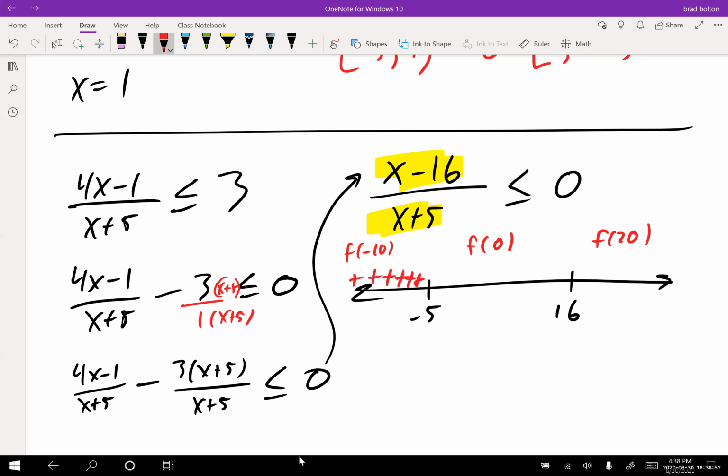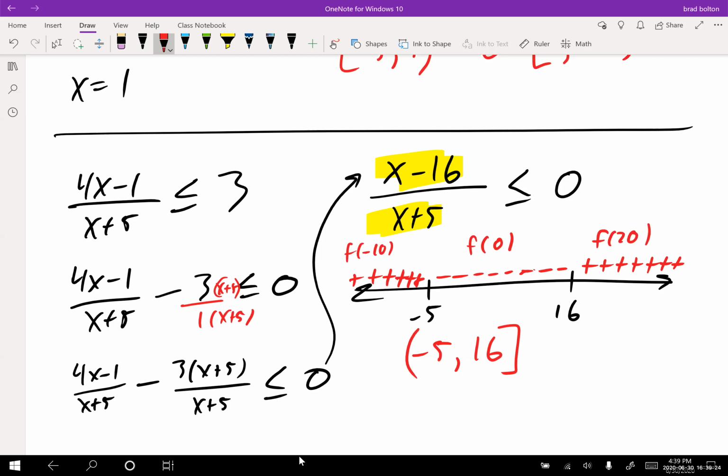Then I'm going to put 0 in there, and I'm going to get -16 over 5, which is a negative. Then I'm going to put 20 in there, and I'm going to get a positive. So then I only care about when this is less than or equal to 0. So this would be -5 to 16, brackets this time. But once again, we notice we can't put a bracket on -5, so we do parentheses -5, okay? And that is how you do rational inequalities, okay?